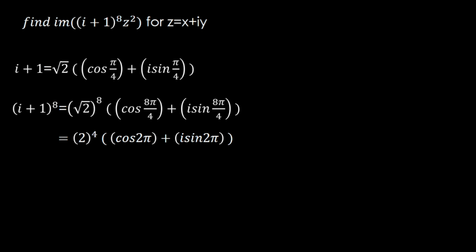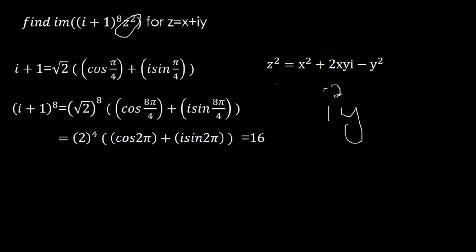Okay, further simplifying this, cos 2 pi is 1 and sine 2 pi is 0. Therefore, we are going to have 16 as the answer. And our z, because here we have z squared, therefore z squared is x squared plus 2xyi minus y squared. How do you know about that? Because we are going to have i, y is i square y square, and i square is negative 1. That is why you see a negative at this point.